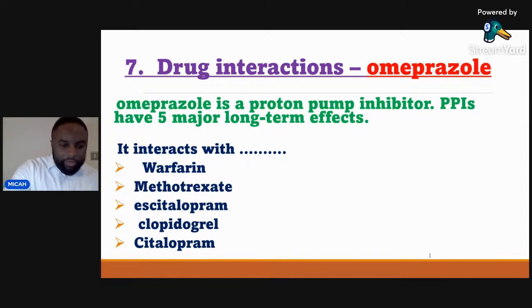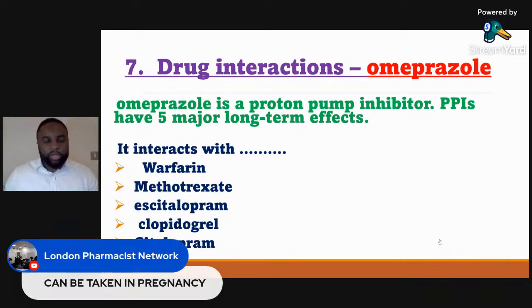So we have about 5 different PPIs that are widely prescribed and dispensed in the UK. And out of those 5 PPIs, we have omeprazole as the only one that we can obviously prescribe in pregnancy.